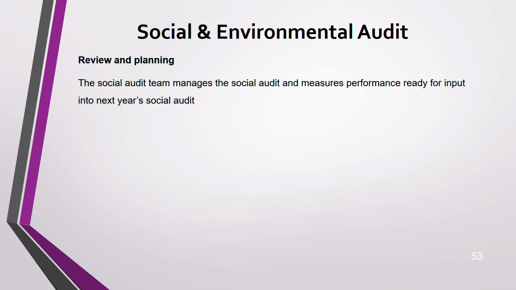So here, the social audit team manages the social audit and measures the performance. They measure the performance that is ready as input to the next year's social audit. Whatever the output of this year's social audit will go as an input to the next year's social audit. Understand? It's like the balance brought forward. This year's closing balance will be the next year's opening balance. It's just like that. It's carrying forward, right? It keeps on going. I told you it's like a cycle. Never stops. So these are some typical sections from that report.